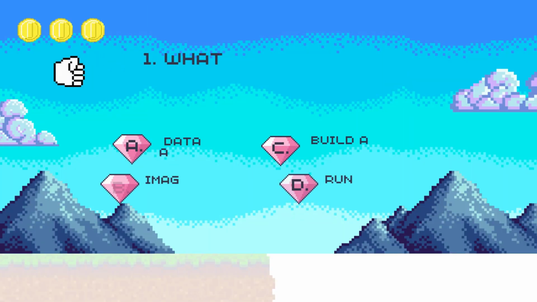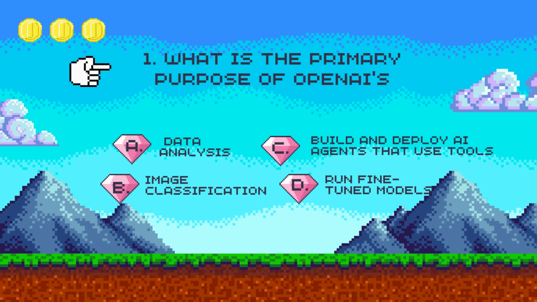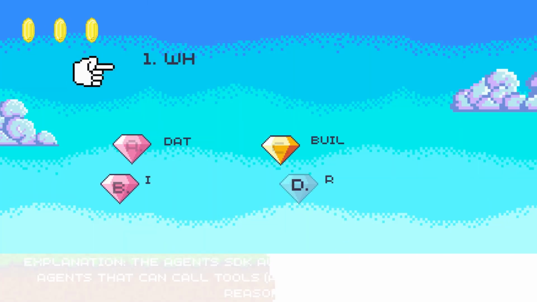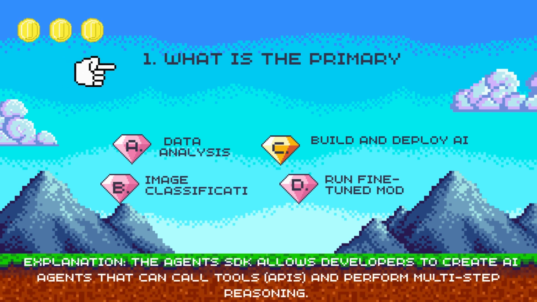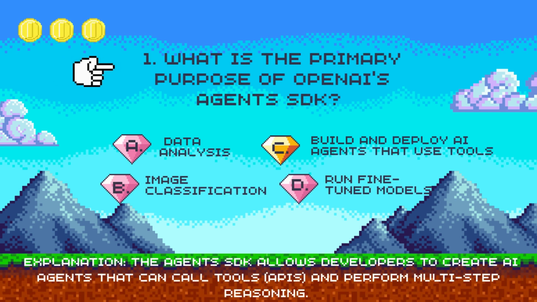1. What is the primary purpose of OpenAI's Agents SDK? A. Data analysis. B. Image classification. C. Build and deploy AI agents that use tools. D. Run fine-tuned models. Answer: C. Explanation: The Agents SDK allows developers to create AI agents that can call tools, APIs, and perform multi-step reasoning.